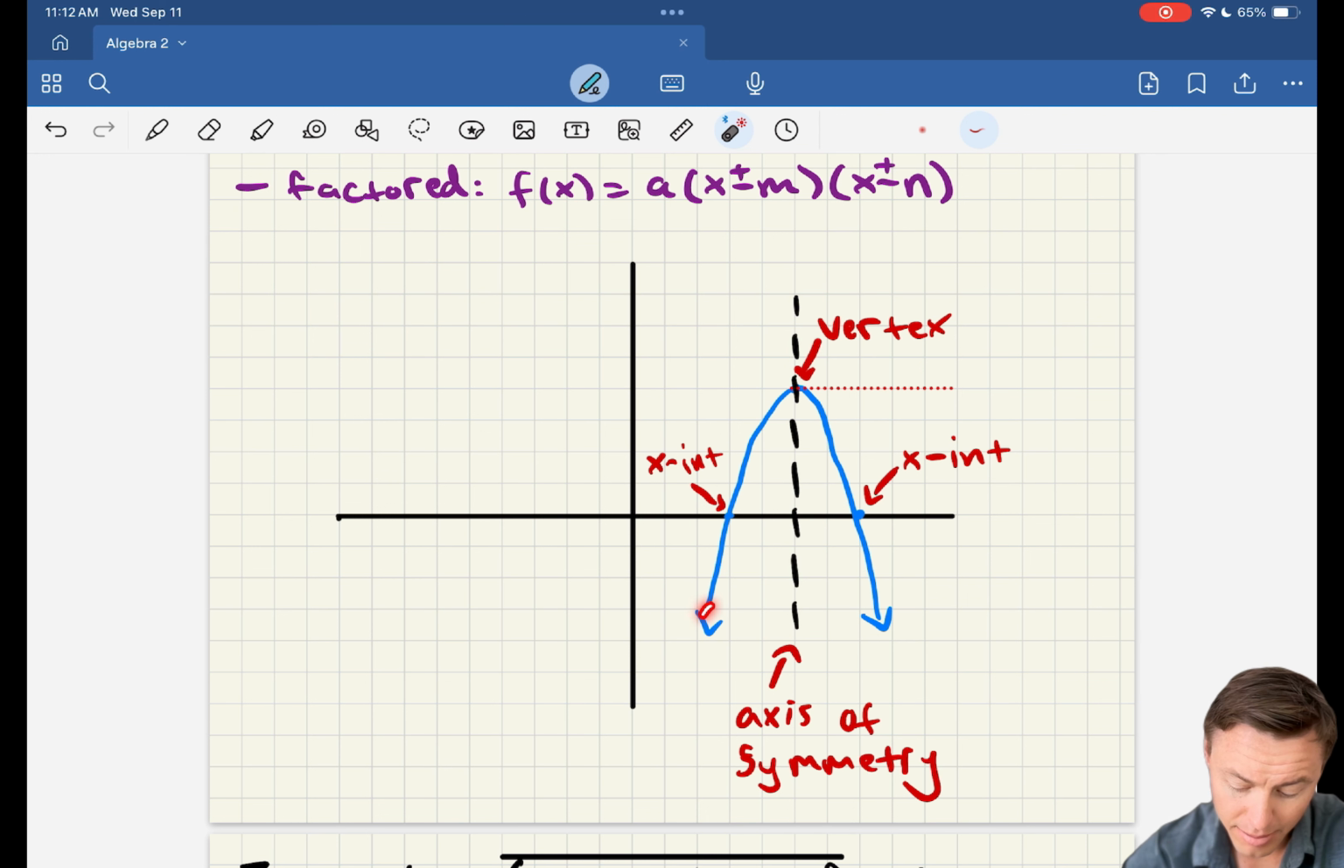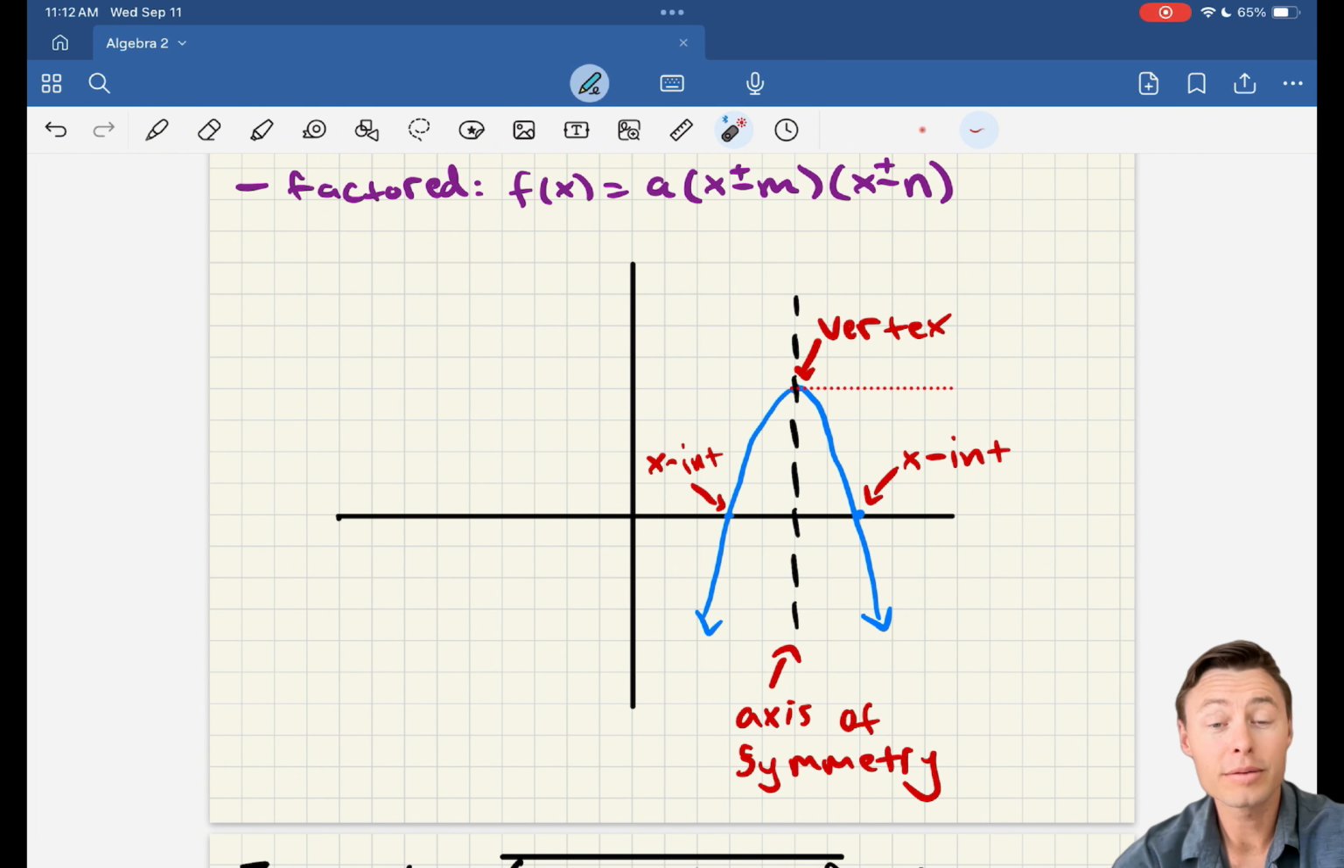Now keep in mind, parabolas will also have a y-intercept where the function crosses the y-axis. Every parabola will always have one, and a maximum of one, y-intercept.